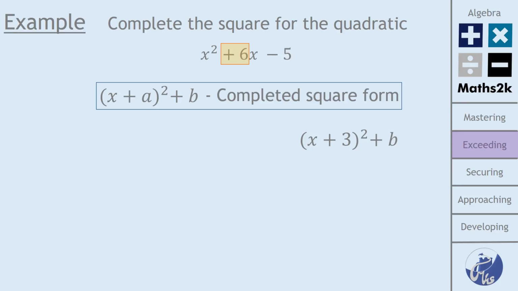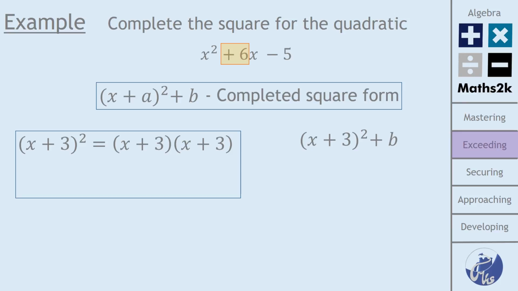Now, other than telling you that it is half that, you need to also understand why it is half that. Where did that come from? So if we were to expand x plus 3 squared, we would end up getting x squared plus 6x plus 9. And you'll notice that this matches the original quadratic expression we got. We've got this x squared plus 6x. Those parts match, but the problem is the number at the end doesn't.